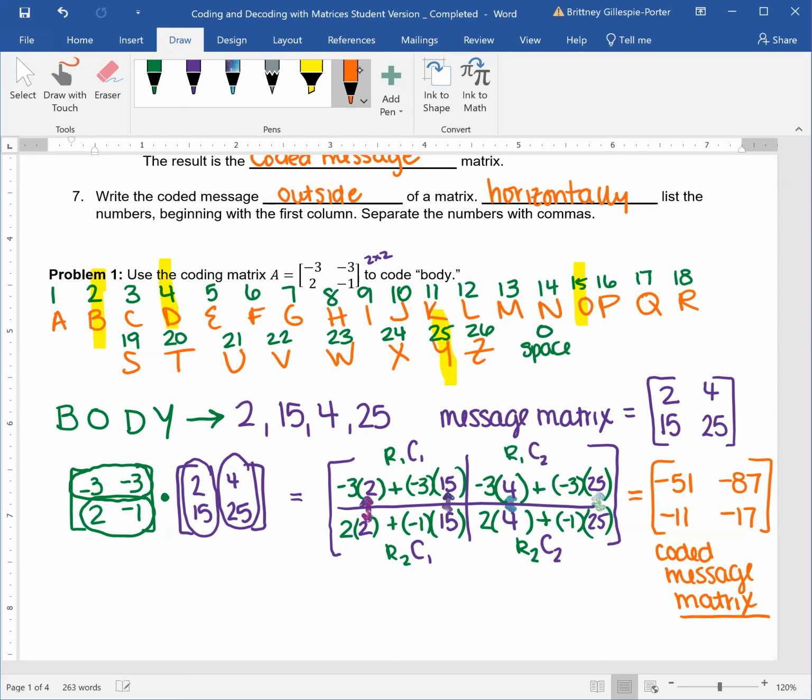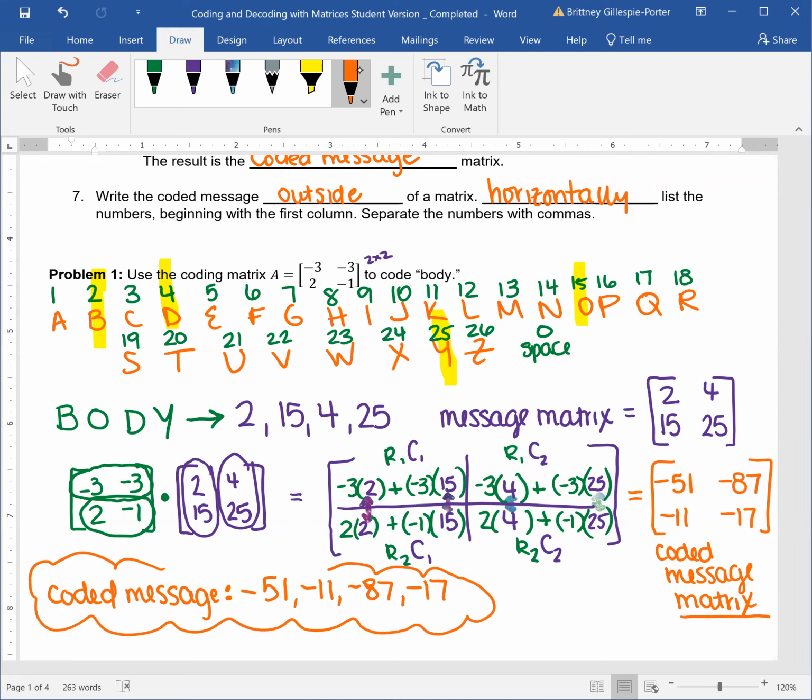Okay, keyword matrix. We need the coded message, which means that we can't write it in a matrix. We just want it sent out to our peers. So our coded message, we start with the top left corner, which was negative 51, and we list them horizontally. So after negative 51, we get negative 11, negative 87, and negative 17. And that would be the list that we would enter in our online homework and that we would send to our companion for our coded message.